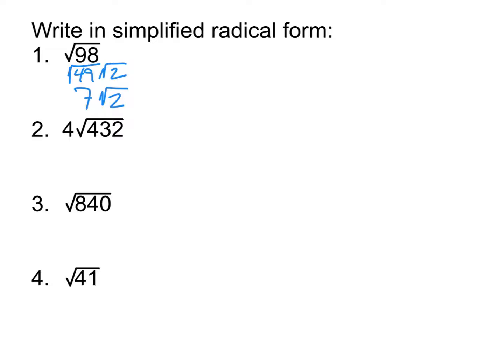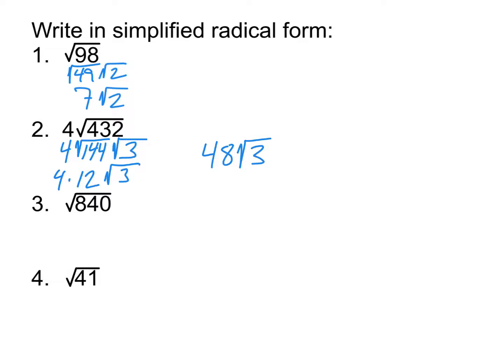That one works. So the 4 that was sitting out front of the square root stays out in front. And I'm going to break up the 432 into 144 times 3, because 432 divided by 144 gives me 3. Now I can simplify, so it becomes 4 times 12 root 3, because the square root of 144 is 12. But I still have that 4 times 12 sitting out front, so I do need to do that multiplication. 4 times 12 gives me 48. So our final answer is 48 root 3.